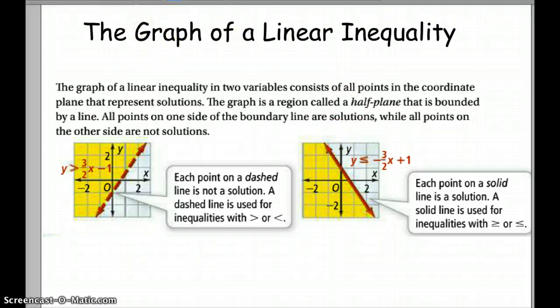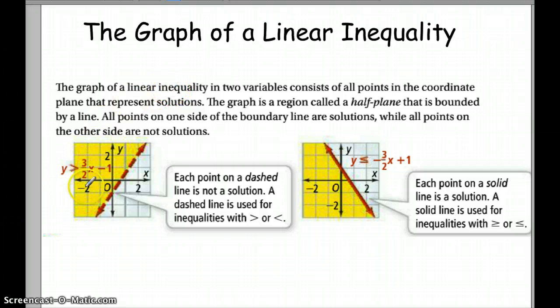Okay, let's first look at the graph of linear inequalities. I'll go ahead and read this to you. The graph of a linear inequality in two variables consists of all points in the coordinate plane that represent solutions. The graph is a region called a half-plane that is bounded by a line. All points on one side of the boundary line are solutions, while all points on the other are not solutions.